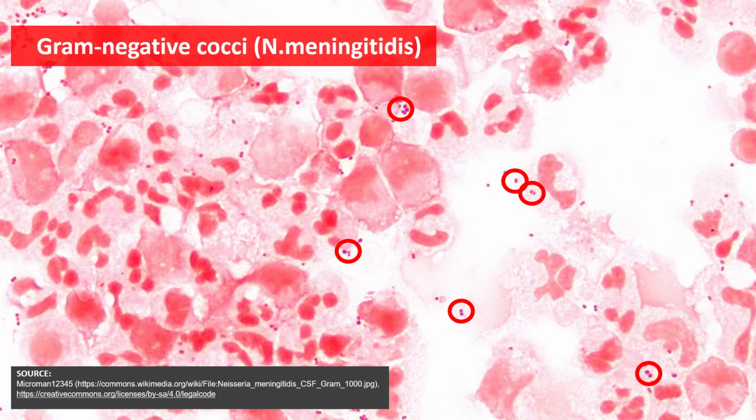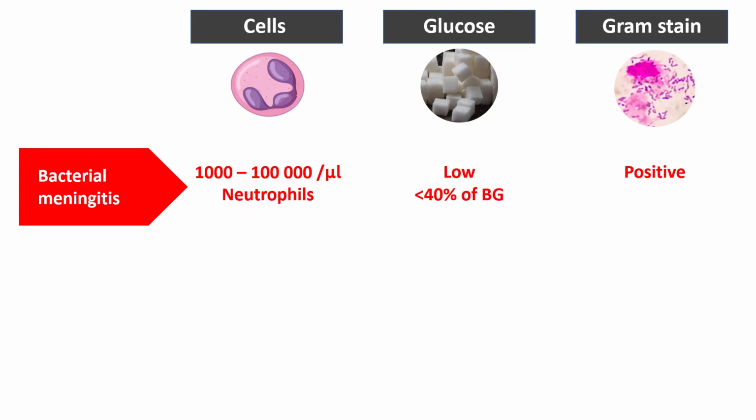Gram stain in bacterial meningitis is about 60 to 80% sensitive, which is good, but not perfect. Meaning, if it is positive, if there are bacteria visible, this is definitely bacterial meningitis. But if they are not visible, this does not exclude bacterial meningitis. Naturally, you will have to send a sample for culture, and in a few days you will get the definitive answer. Okay, so much for the typical findings in bacterial meningitis.